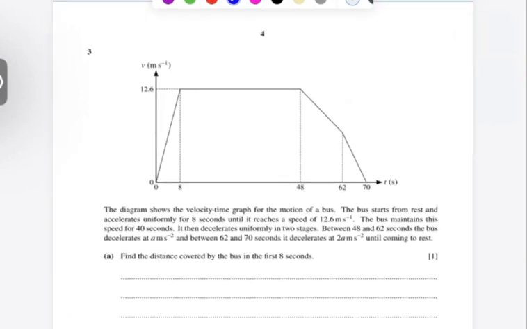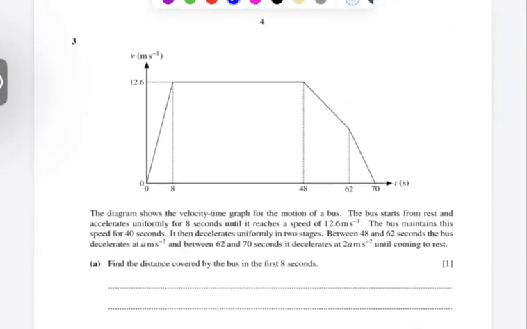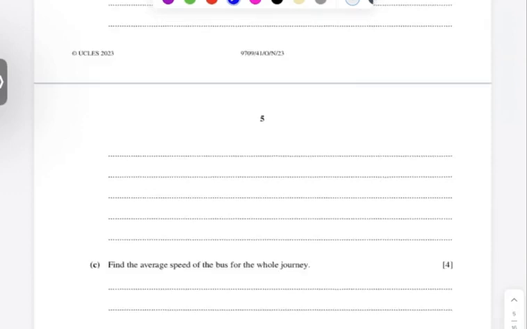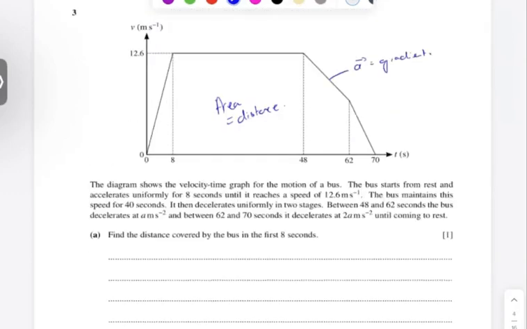As soon as I see this question, I'm seeing a velocity time graph with straight lines. So I know that I'm working with kinematics, and I know that my area under the graph gives me my distance. And I know that my acceleration is the gradient of the graph. So that's the two key points that I know for this topic. So let's see how we can apply that to this question.